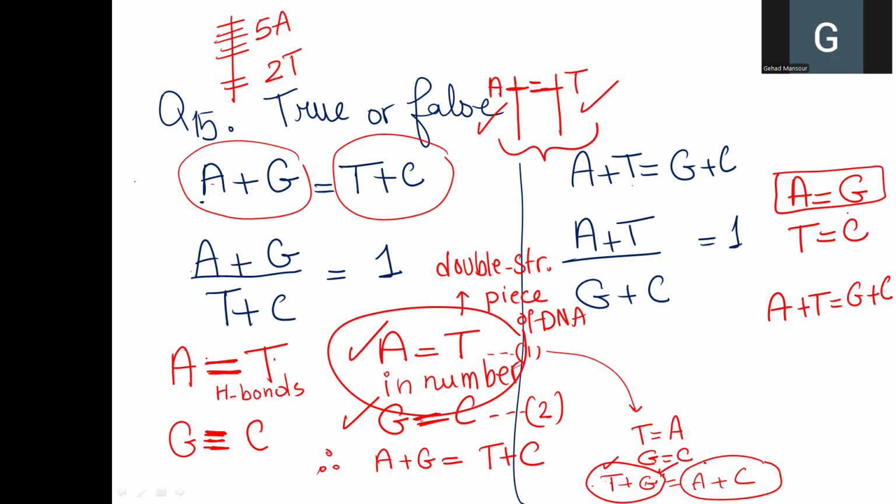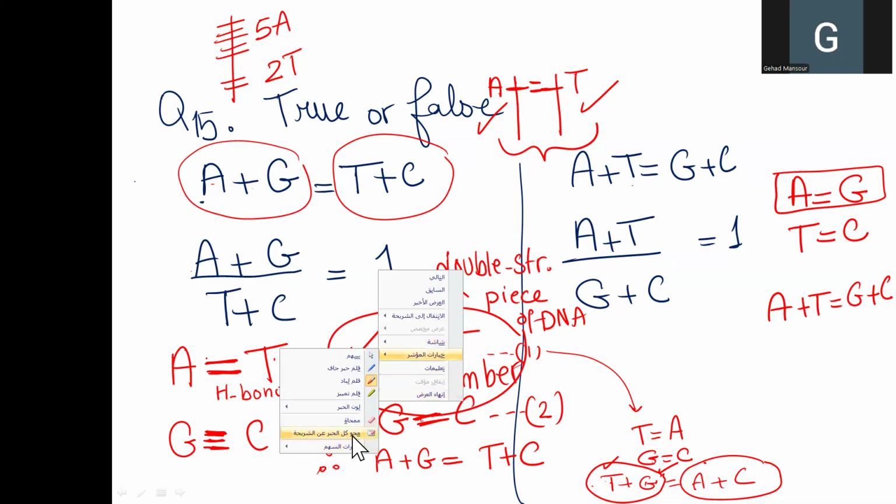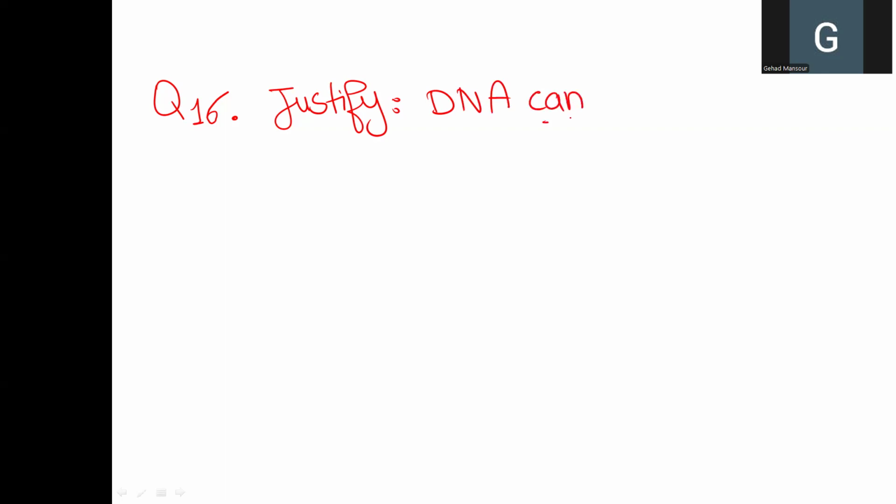And now we move on to question number 16. What is the evidence that makes the possibility of DNA being the genetic material, or if we want to formulate it in a simpler way, we would say: justify that DNA can be the hereditary material of the cell.